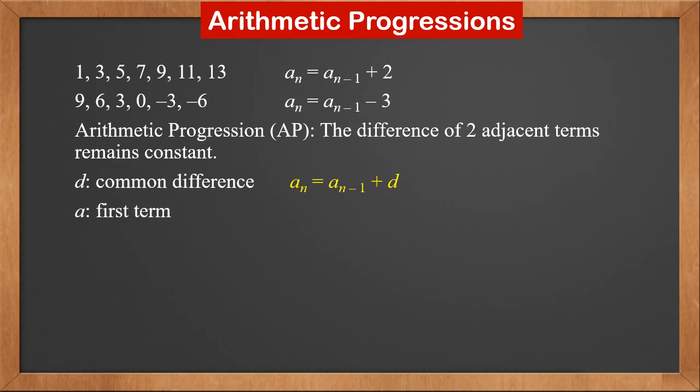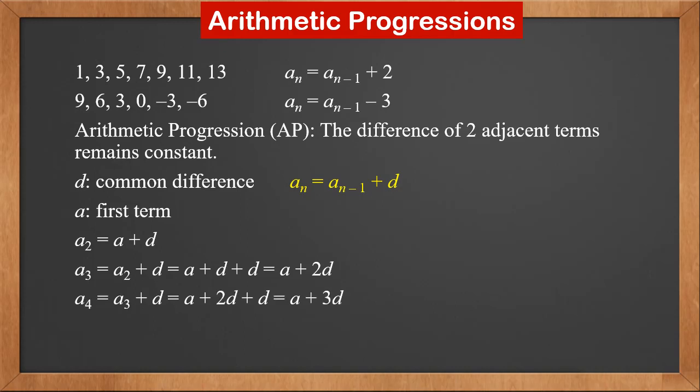a is the first term. a2 is a plus d. a3 is a2 plus d, and a2 is a plus d, so a3 is a plus 2d. a4 is a3 plus d, which is a plus 2d plus d, so it is a plus 3d. In general, an is a plus n minus 1 d.